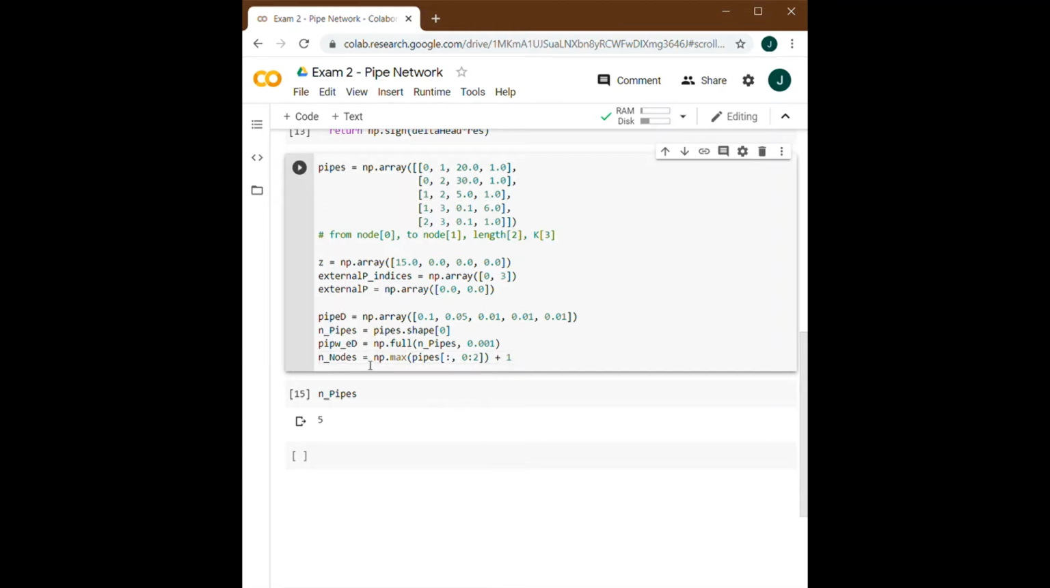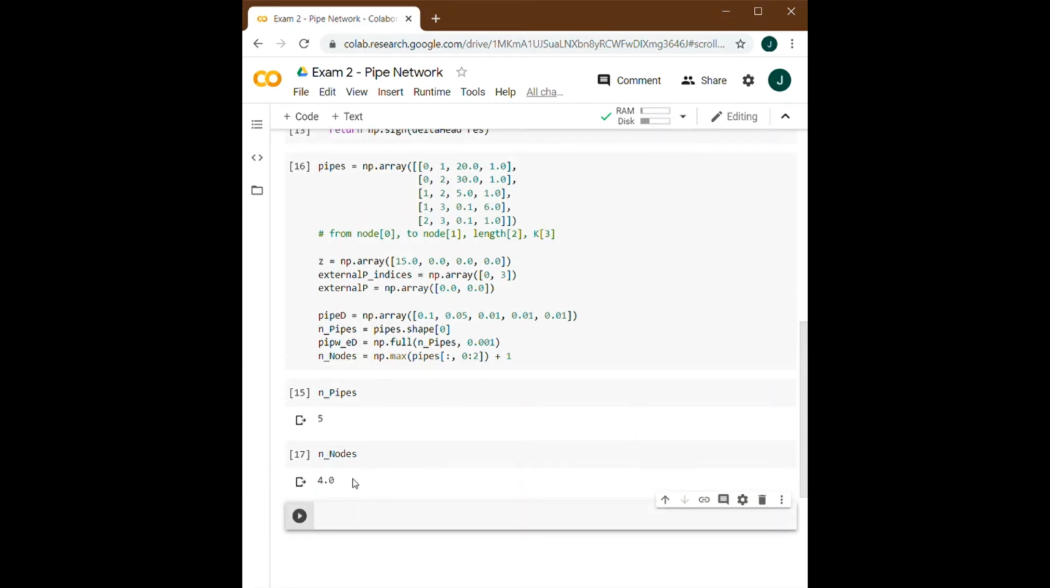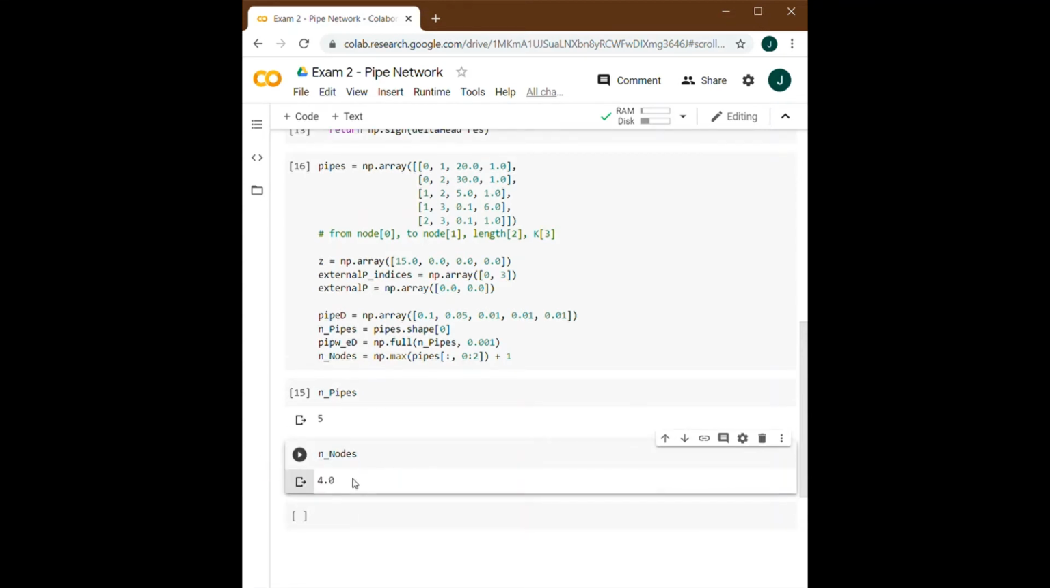So we're going to double check to see if this one works. Number of nodes. Okay, so we got the right answer. We got 4, which is how many we know from the problem. However, a problem we have here is that we want this as an integer, because it'll make it easier when we're doing arrays later.